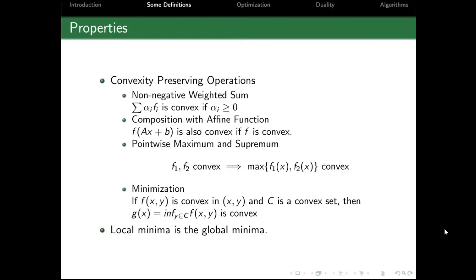The most important property of convex functions is that the local minima is also the global minima. This is a very powerful result which can be proved easily. This result guarantees that the minima obtained while searching for the minimum of a convex function is the optimal solution.